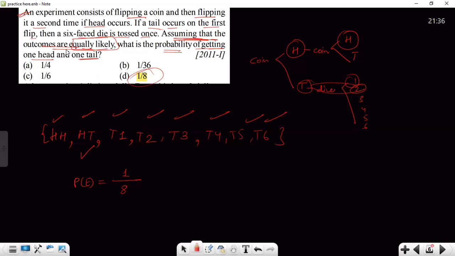If it was not given that the outcomes are equally likely, we would have had to solve this question in a different manner, by solving the probability of flipping a coin. Head has 1/2 probability, and then tail one has 1/6 probability. Two has a probability of 1/6 from a dice. Similarly, so on and so forth. But it is given here that all outcomes are equally likely, so it made our job easy.